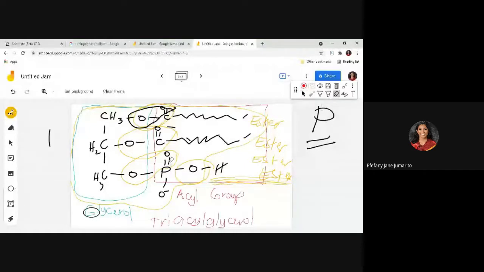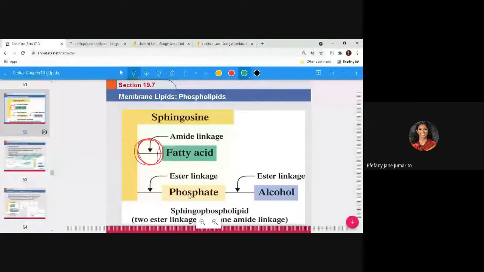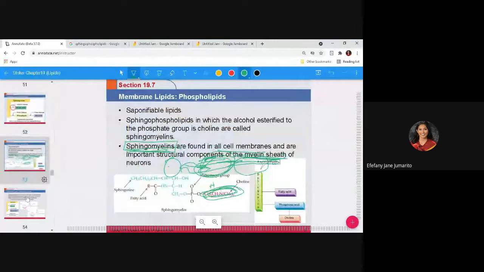For triacylglycerol, we replace the phosphate with a fatty acid, with the double bond O. How many ester linkages? Just 3, ma'am. 1, 2, 3. Okay, so here is your sphingosine. Again, it is the alcohol esterified to the phosphate group. So the process there is esterification. Esterification is when you form ester bonds.